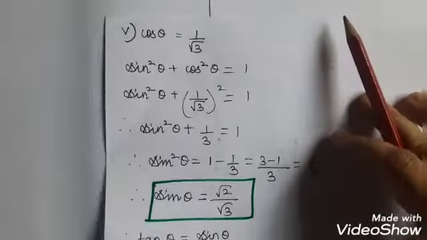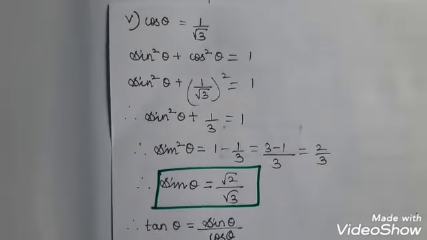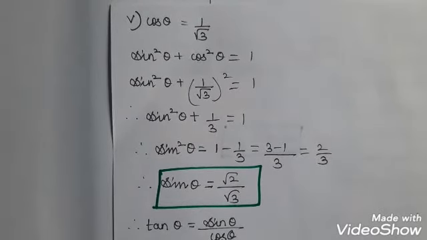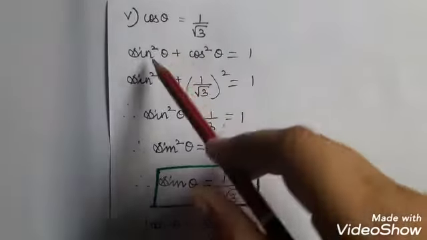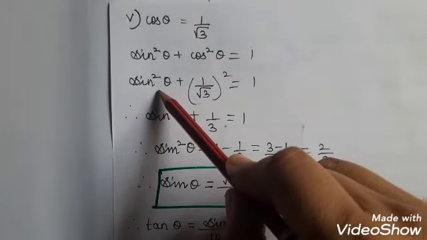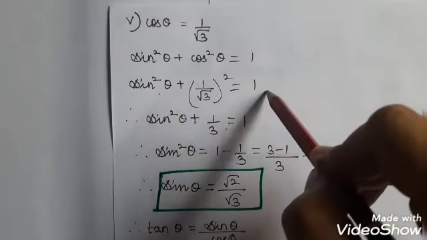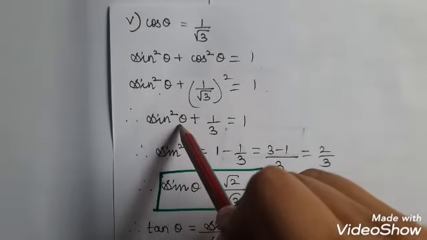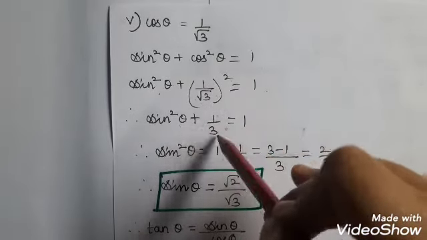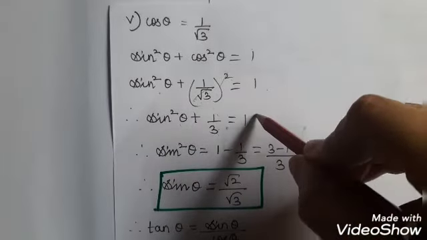Now the next sum, cos theta. Cos theta is 1 upon root 3. So sine square theta plus cos square theta is 1. Sine square theta remains as it is. Cos theta is 1 upon root 3. So 1 upon root 3 the whole square is equals to 1. Therefore sine square theta plus square of 1 is 1, square root of 3 and square becomes 3 itself, because square and square root sign gets cancelled, which is equals to 1.